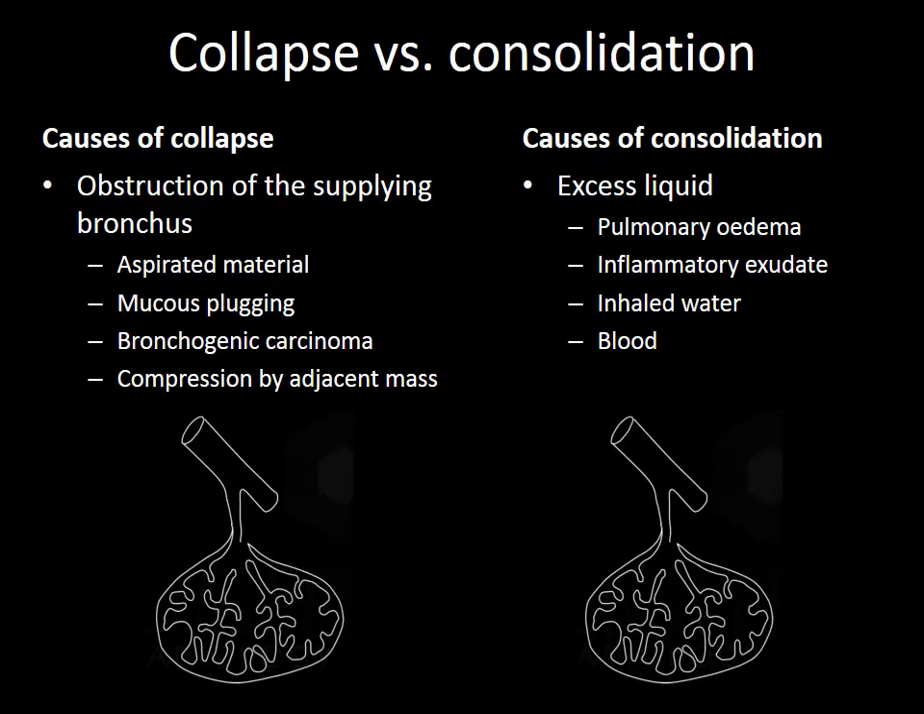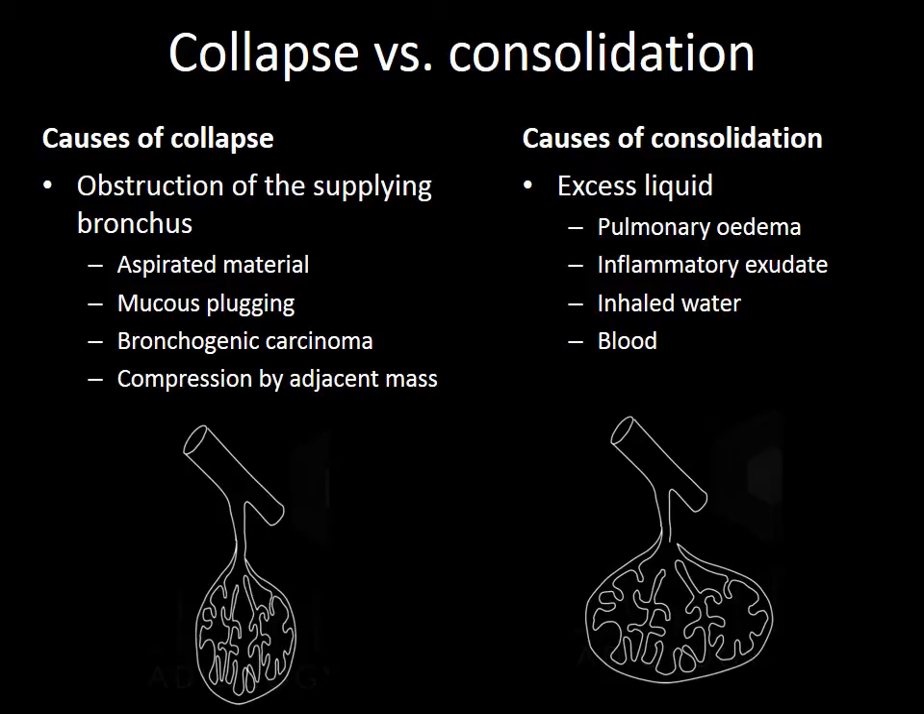Lobar collapse. It is important to be able to differentiate collapse from consolidation on a chest X-ray. This is because to the untrained eye they look similar, but the causes are different. Collapse involves loss of aeration of the air spaces. This is caused by obstruction of the supplying bronchus. This may be caused by aspirated material, mucus plugging, bronchogenic carcinoma, or by compression by an adjacent mass.